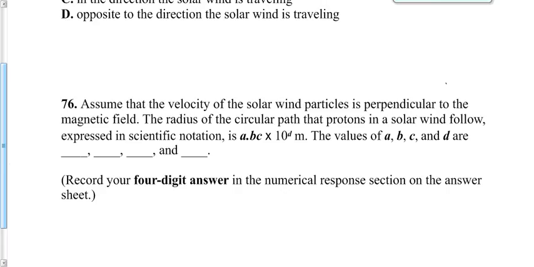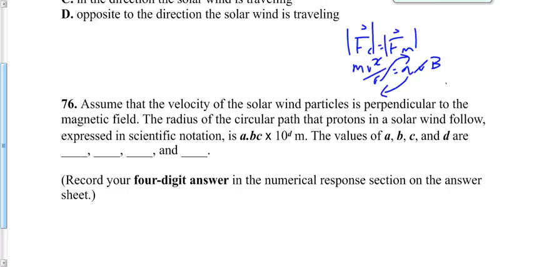76, assume that the velocity of the solar wind particles is perpendicular to the magnetic field. What's the radius of the path? This is just going to be FC equals FM. MV squared over R equals QVB. And we're looking for, what are we looking for? R. So V cancels, R goes up, QB goes down, R becomes MV over QB. What did that work out to be? 7.59 times 10 to the 4 meters. Thank you. Anybody agree with that? So we'd express that as 7.59 times 10 to the 4. Good?